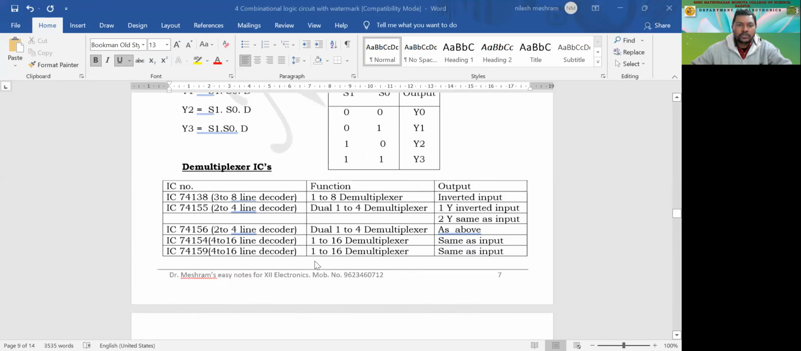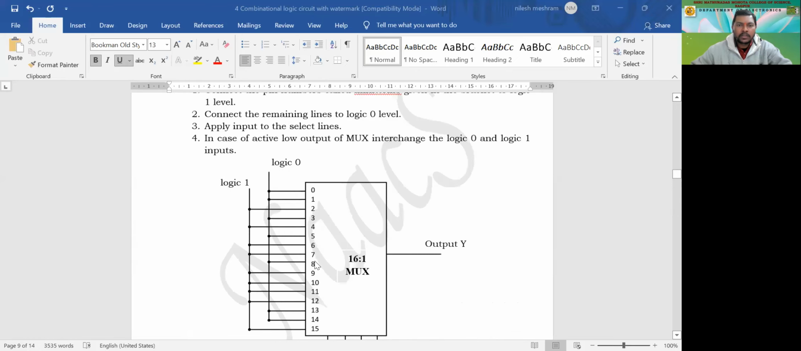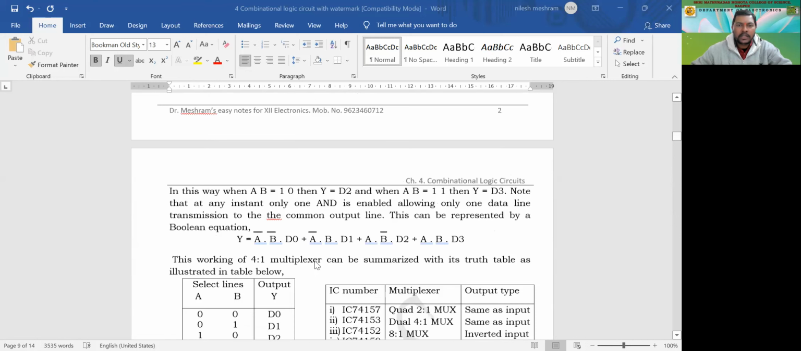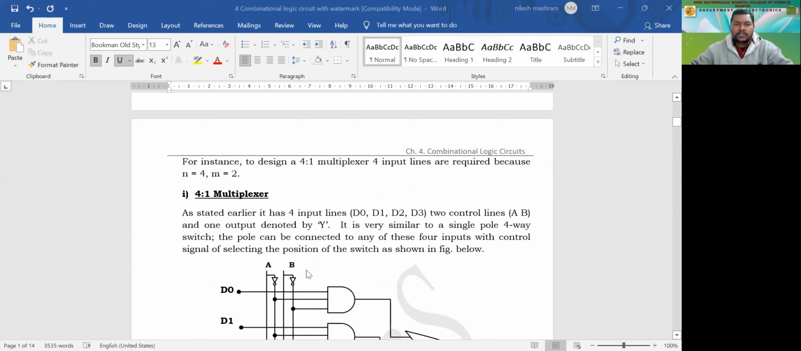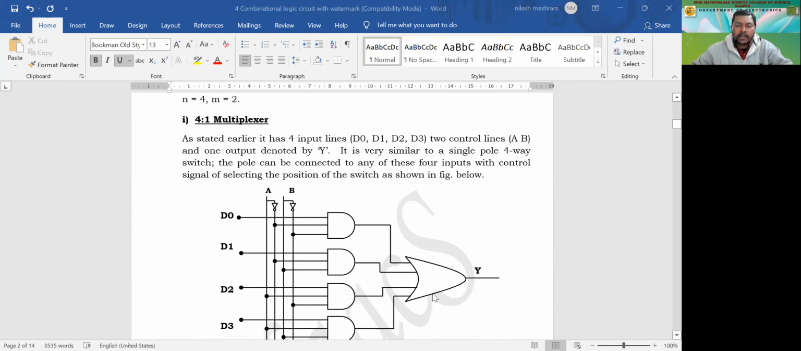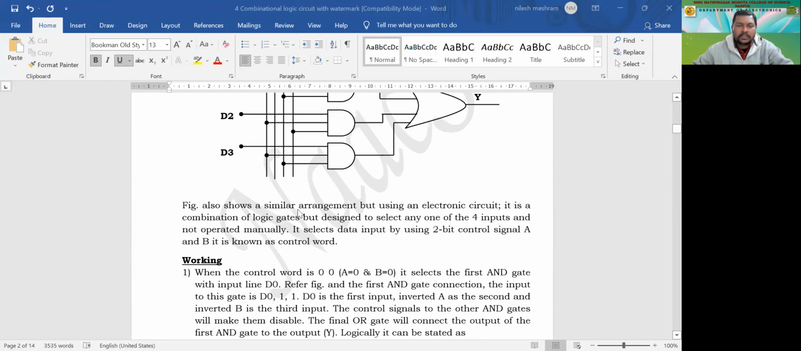So we have almost completed multiplexer, and we have studied the 4 is to 1 mux in the last lecture. So this was the circuit of the 4 is to 1 mux. Multiplexer means many inputs to one output, right? So many inputs can be connected to a single output. That is actually a switch, right? So we can switch according to the select lines. This is what we studied in the last class.